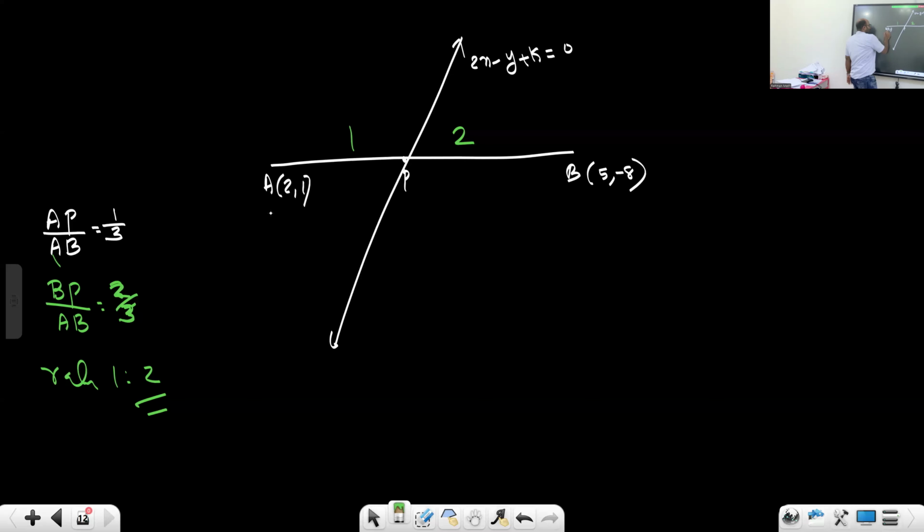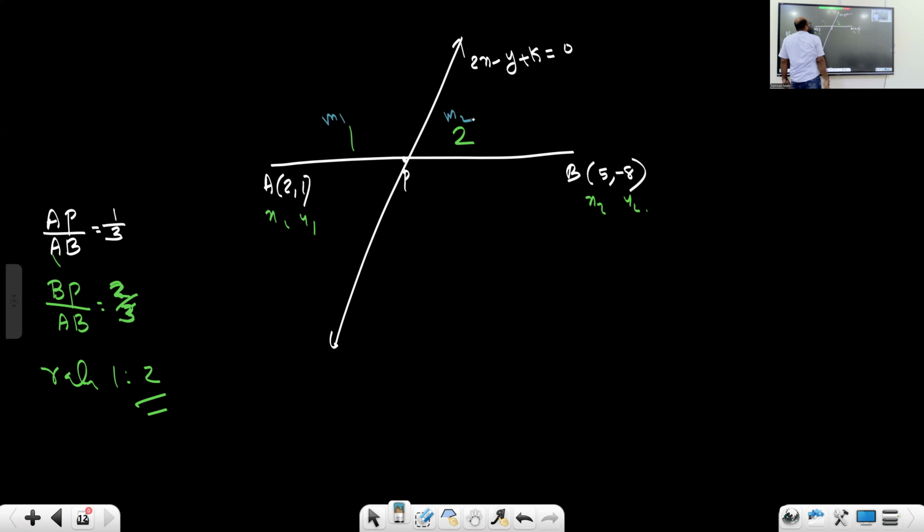Clear? X1, Y1, X2, Y2. We want to find P. What is the statement? Given, P divides AB in the ratio 1:2. Use the section formula, identify P.